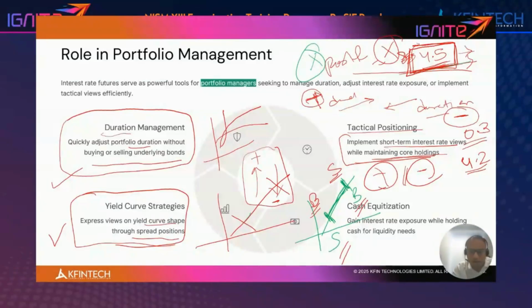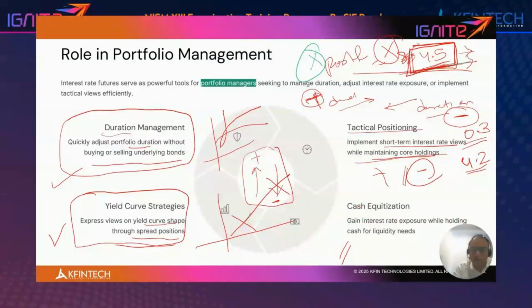Similarly, we have the fourth term, which is cash equitization. Let us understand what is cash equitization. Suppose you are a fund manager, so you will have a lot of people giving you cash in the fund. Let's say fund A. But you are planning to keep 10% of this cash as a liquidity buffer, or you don't have any investment horizon, investment opportunities. So you want to keep this as cash.